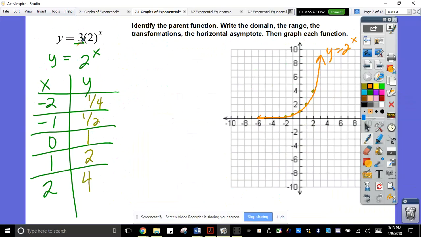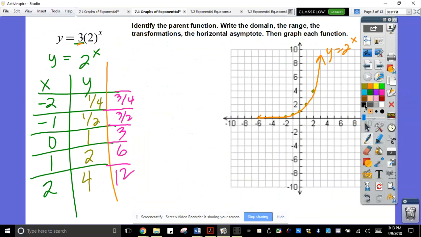Although here, there's a constant 3. The meaning of that one, you multiply the y value by 3. That tells me that the answer will be 3 times 1/4 is 3/4. 3 times 1/2 is going to be what? 3 halves. 3 times 1 will be 3. 3 times 2 will be 6. 3 times 4 will be 12.